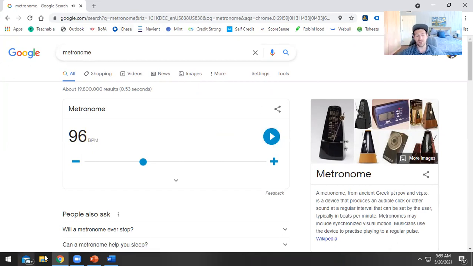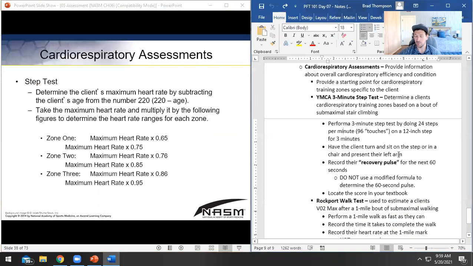What that metronome does is ensure that your client does exactly 24 steps per minute. If they go faster, they would be putting too much stress on the cardiovascular system. If they went slower, they'd not be getting enough stress. So we want to put the same amount of stress on our client every time. That's why the step needs to always be 12 inches. That's why they need to always go with the metronome.